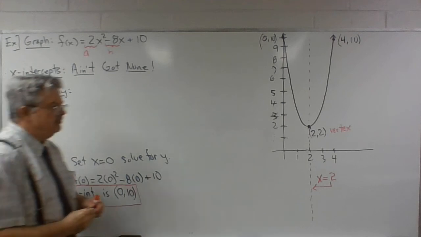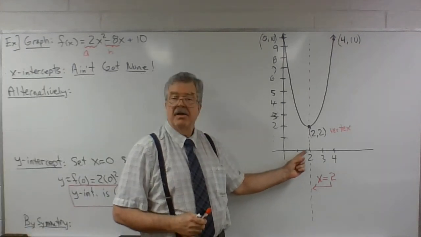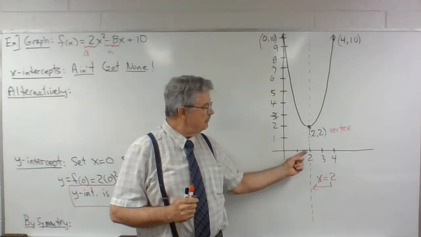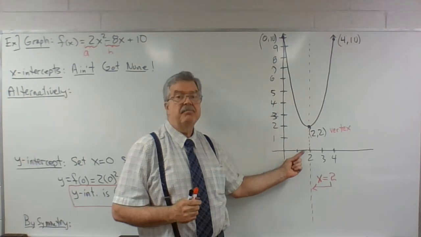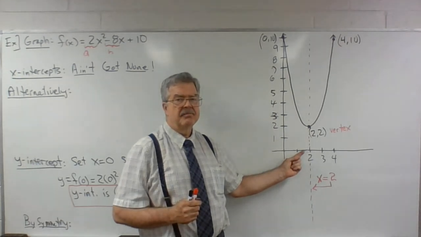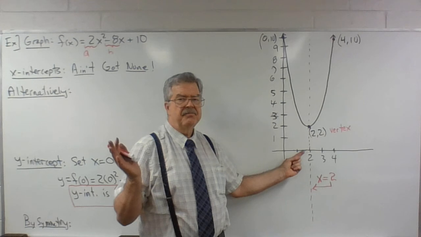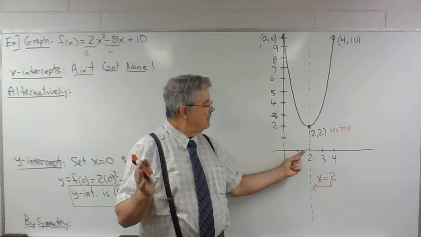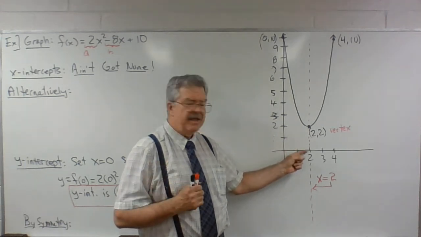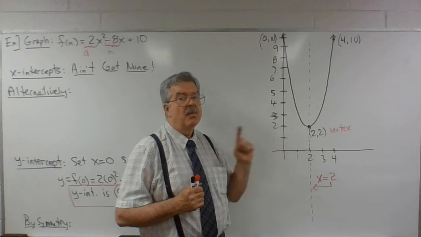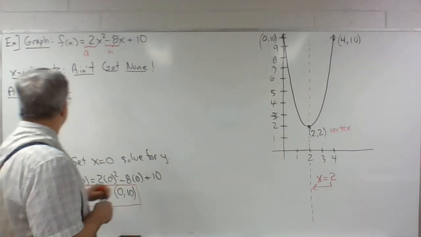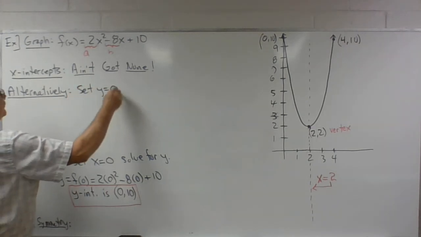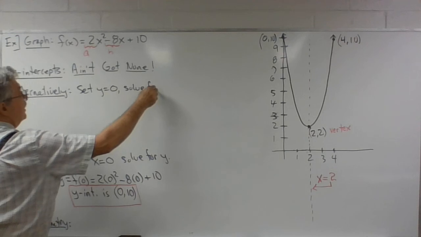Now, the x-intercepts are the points on the x-axis where the graph crosses the x-axis. And where the graph crosses the x-axis, that's a point on the x-axis. Well, the x-axis is the set of all points whose y coordinates are 0. So right where the graph intersects the x-axis, y has to be 0. So for x-intercepts, set y equals 0 and solve for x.